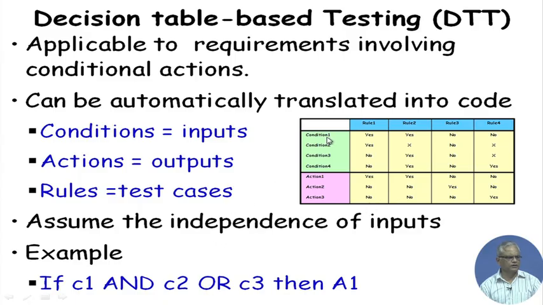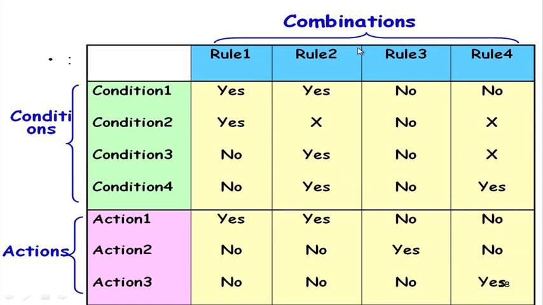For example, one of the conditions here may be C1 and C2 or C3. C1, C2, C3 are the input parameters, and we have an expression on the input parameters: if C1 is true and C2 is true or C3 is true, then we have action A1. So, given a problem where we have a number of parameters and, based on some conditions on those parameters, some actions that take place, we can develop this decision table. Of course, we have to be careful that we have considered all possible combinations of conditions.